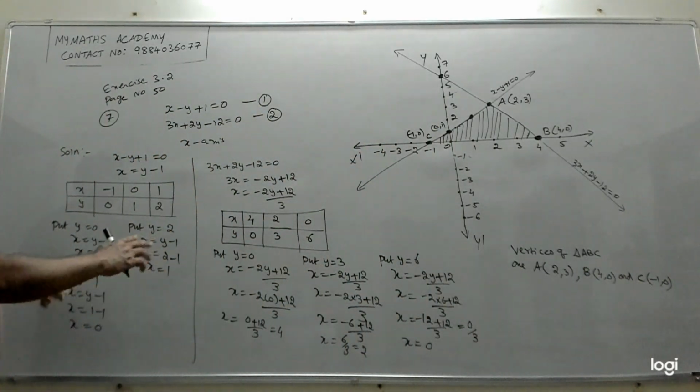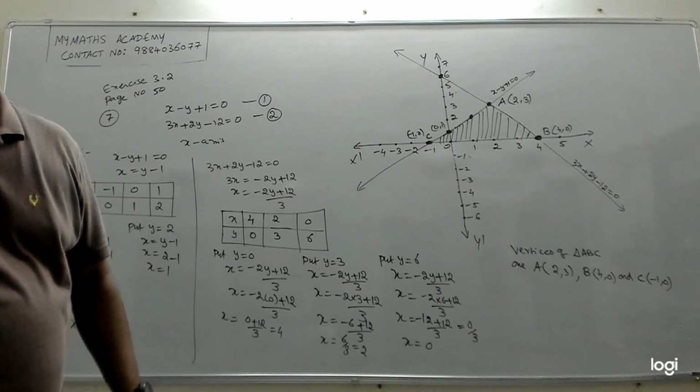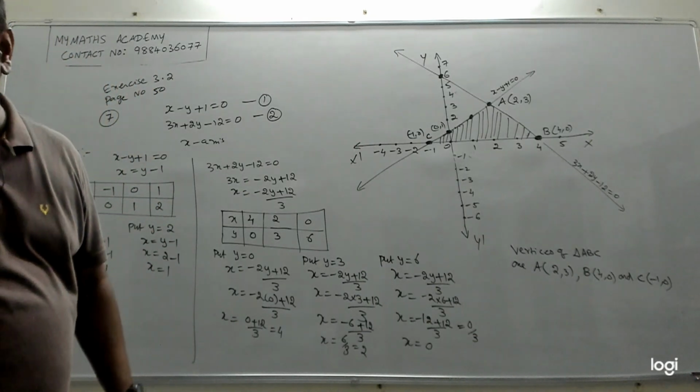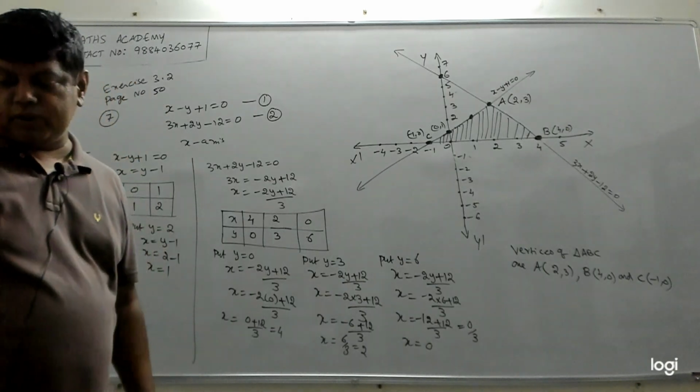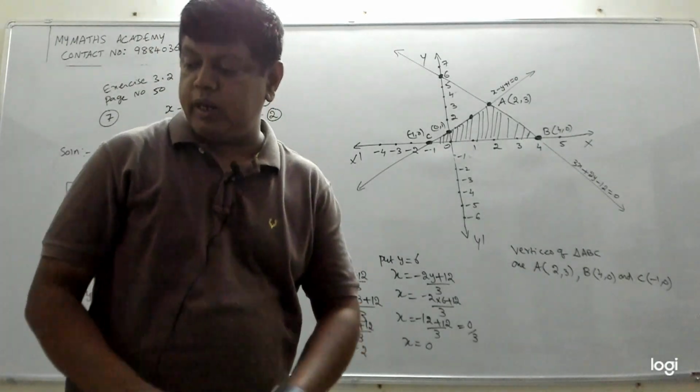So that's it. So that's how we do this problem. Clear? Now, so this completes exercise 3.2. Now we'll go to the next section, which is the algebraic method of solving a pair of linear equations.